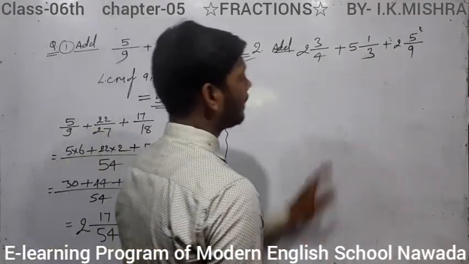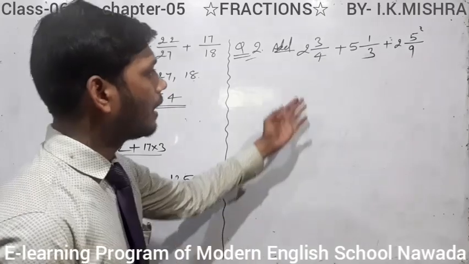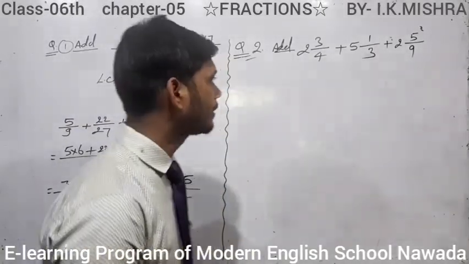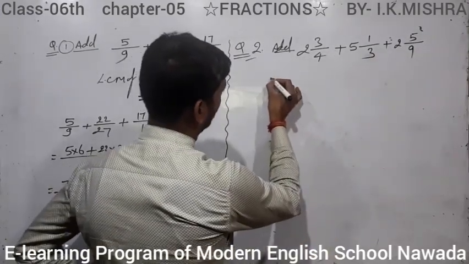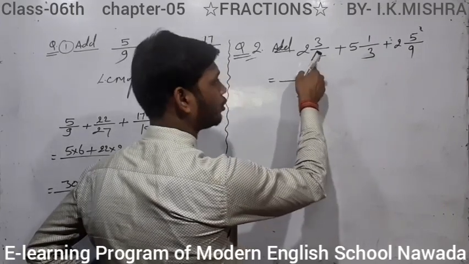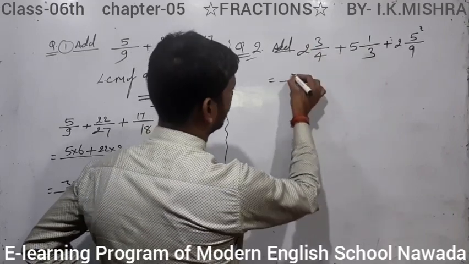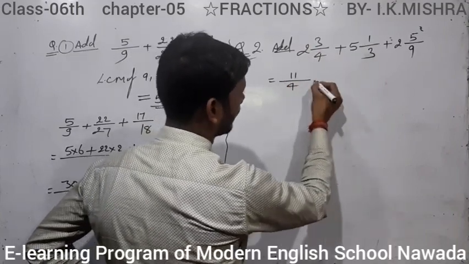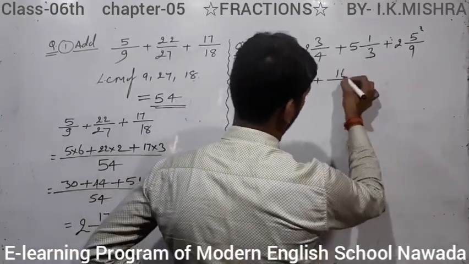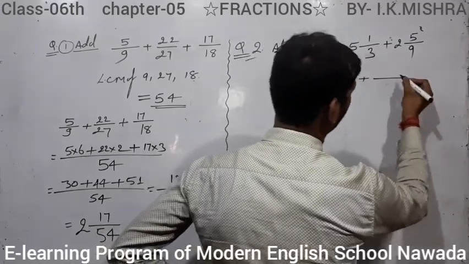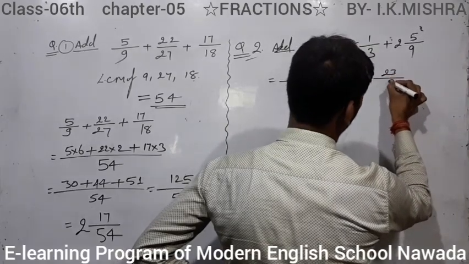Here we have to add all of these mixed fractions. So students, first of all change into improper fractions. So is equal to, here you have to change into improper fractions, multiply and add. 8 3 11 by 4 plus here 5 3 is 15 and 1, 16 by 3 and plus 9 2 is 18, 18 5 is 23 on 9.